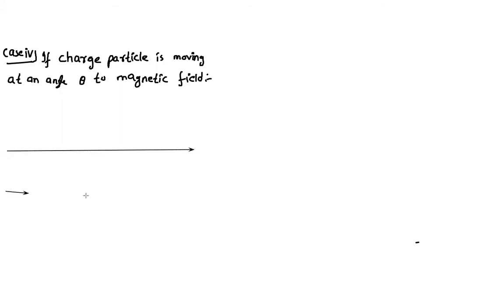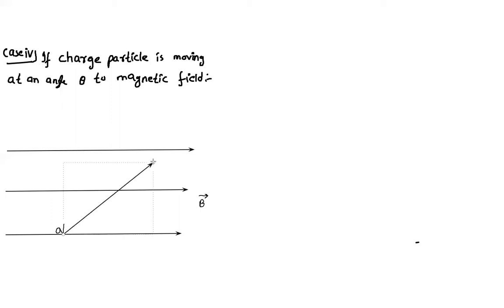So if this is the direction of the magnetic field, this is magnetic field B. This is your charged particle Q. This particle is moving with a velocity V at an angle theta to the magnetic field.